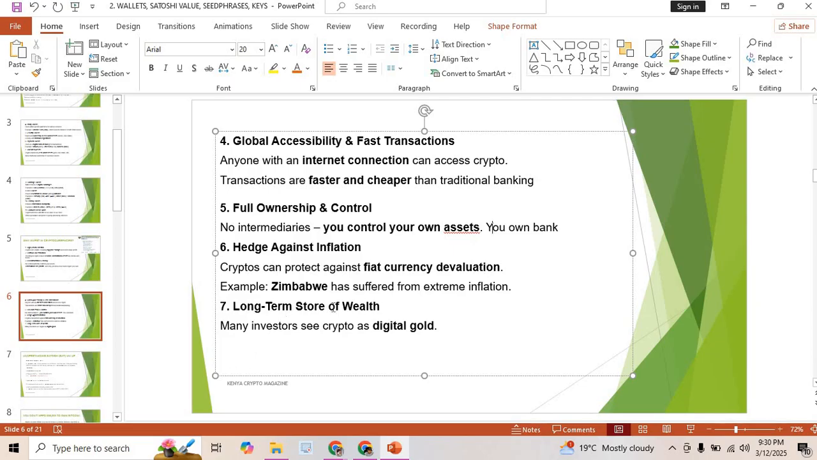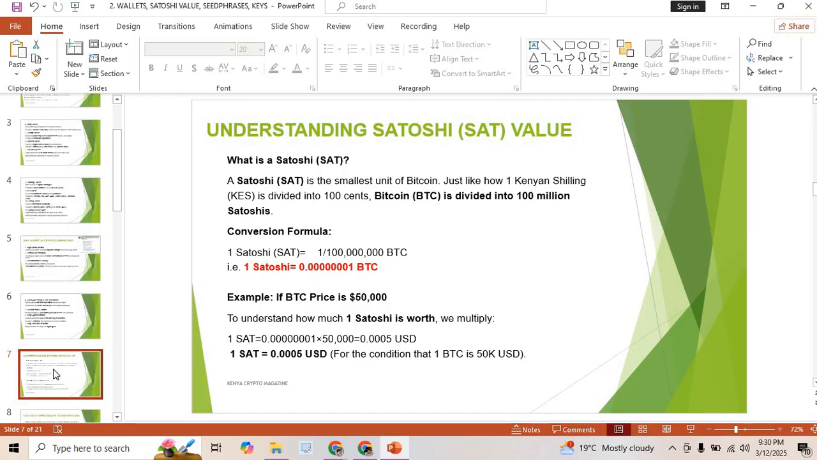Then it is a long-term store of wealth. Imagine if you bought Bitcoin in 2009, but I think most of us were in primary school. If you bought crypto in 2009, you could have bought it at $1. So in the long term, it is a store of wealth. Many investors see crypto as digital gold.